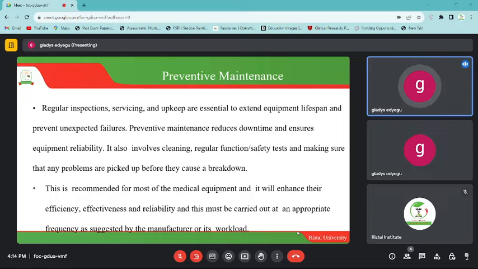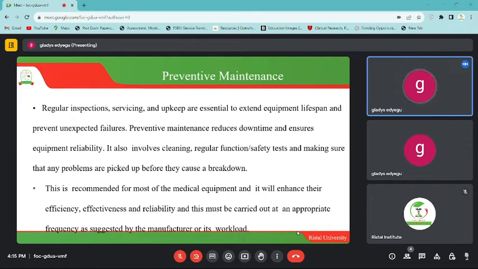So, as I promised, we are going to talk about the different methods or strategies in relation to hospital maintenance. One of them was preventive maintenance. This is a strategy which hospitals use to maintain and repair their equipments. Regular inspections are supposed to be done during this preventive maintenance strategy. We need to service our equipments, and when we service them, we are able to prevent them from breaking down, extend their lifespan, extend their functioning, and help us to provide our services efficiently.